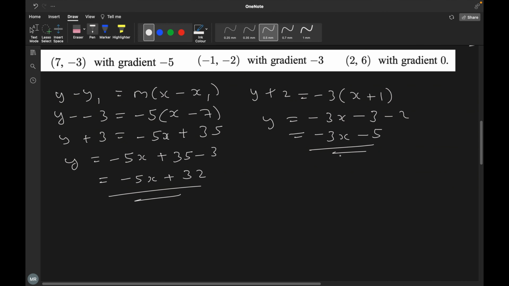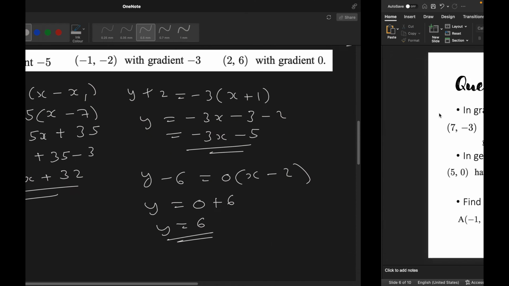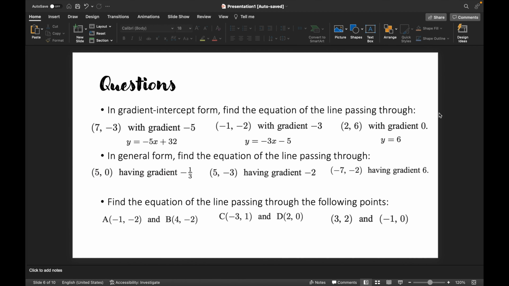Let's solve the last one. So this is our answer. Let's solve the next few questions. So in general form, find the equation of the line passing through this one.